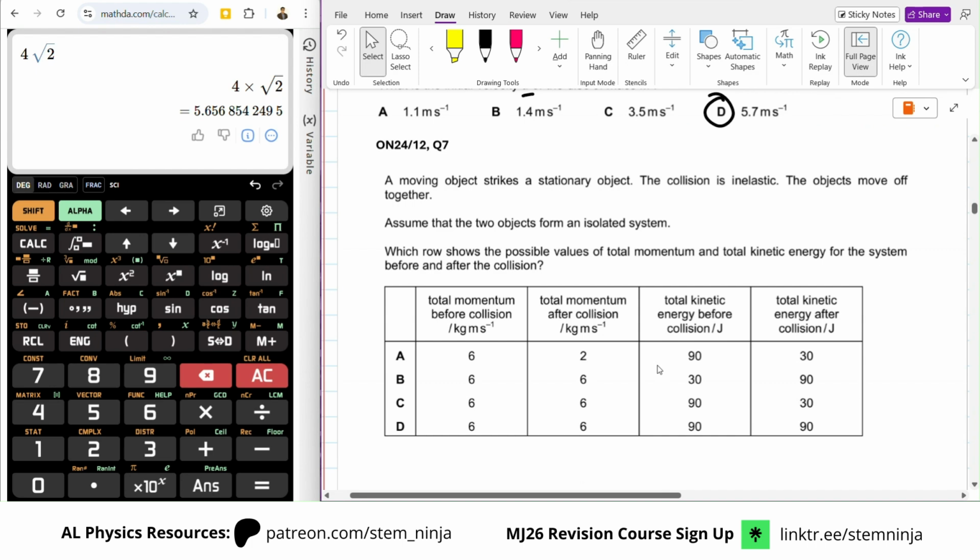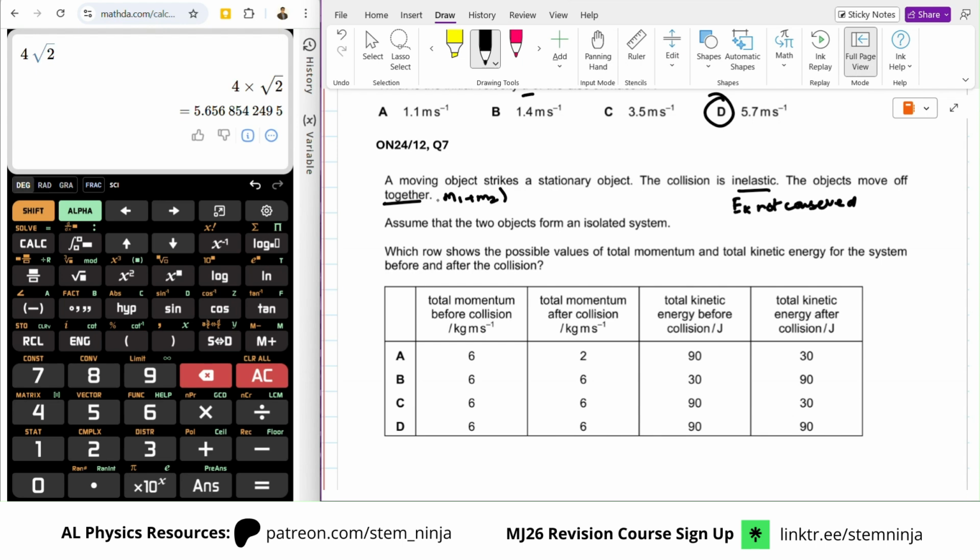All right. A moving object strikes a stationary object. The collision is inelastic. So remember, this means that EK is not conserved. So objects move off together. Move off together means masses are m1 plus m2 times v. This is the after case. Assume that the two objects form an isolated system. That means we can use the principle of conservation of momentum, which shows the possible values of total momentum and total kinetic energy for the system before and after the collision.